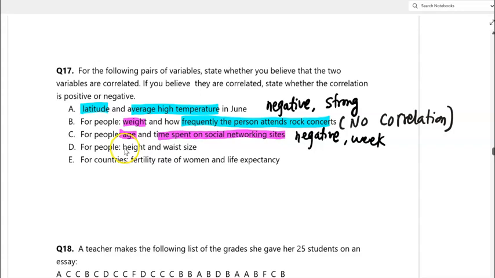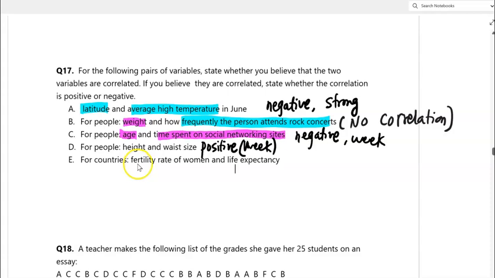So in general, if height increases, we expect waist size also increases. That means taller people have bigger waist size. There is an association, and it should be positive, because we expect that as height increases, waist size also increases, but it's not as strong. We can call this weak positive. Okay, that's part D.